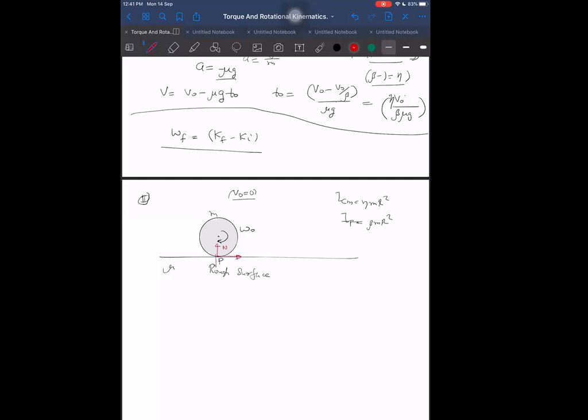Normal upwards, mg downwards. Notice why I am taking mu N this time in forward direction. Reason is r omega is backwards, but mu N will be opposing that, so it will be forward. It will be this side. Right or not? Yes, sir. Right.